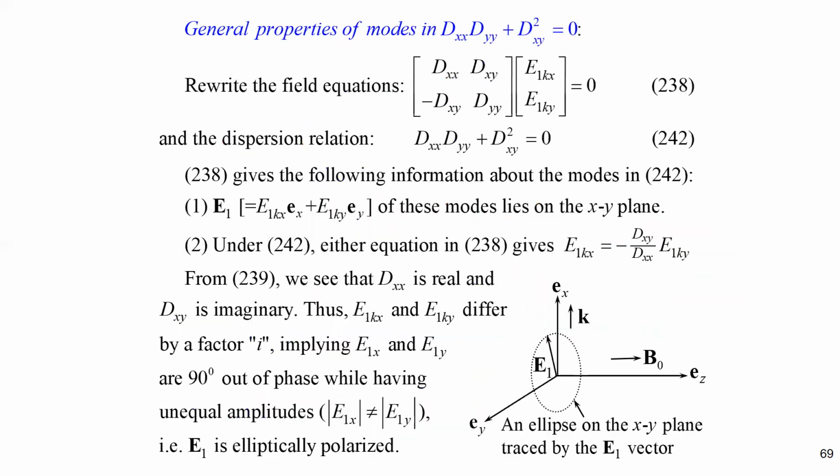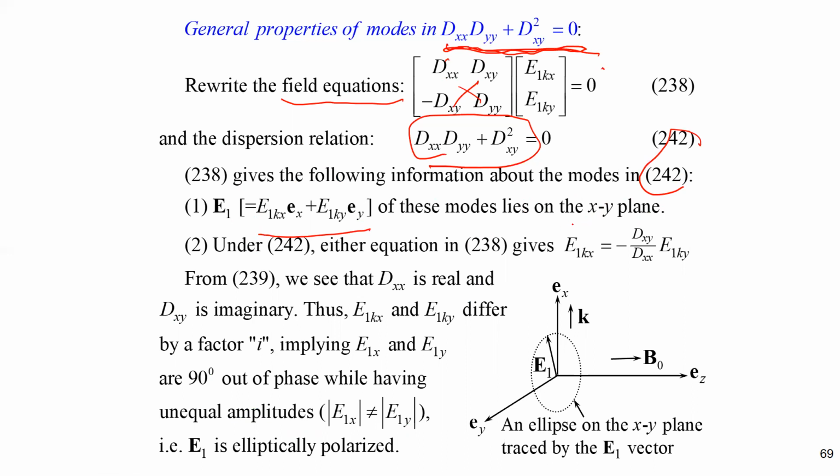Next page. The general property, another case. The general property of dxx, dyy, and dxy. Rewrite the field equation here. So we got this one. Let's give the following information about the modes in equation 242. First, E1 equals this one.